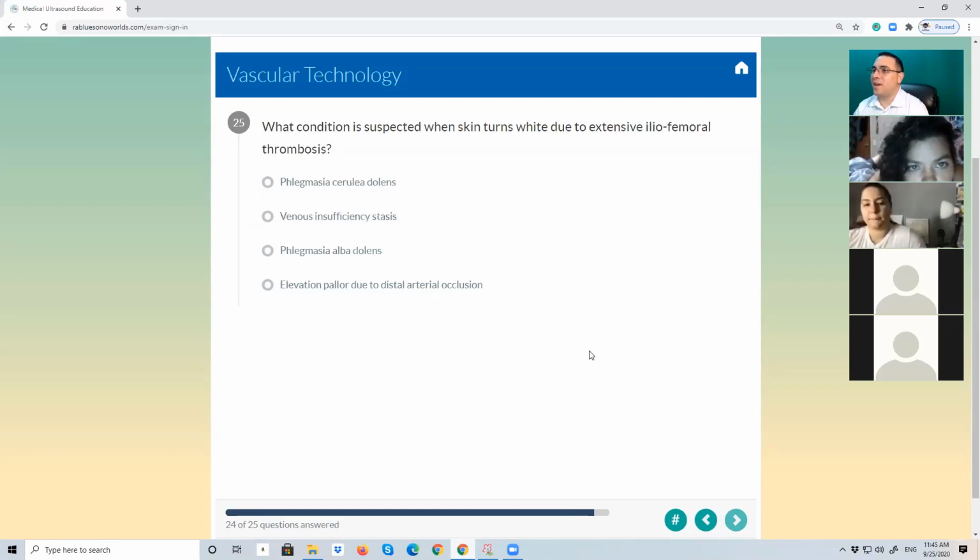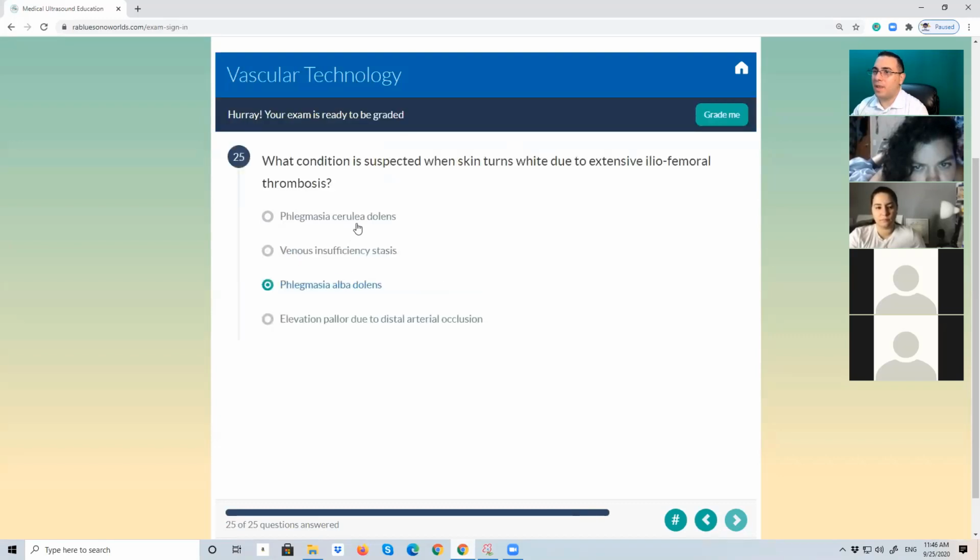What happens in here is that the leg is going to turn white because there is a secondary arterial vasospasm. That's why this is a medical emergency for the patient. And yes, that's the answer. And phlegmasia cerulea dolens, cerulea means blue. The difference between this one and this one is that this one develops arterial vasospasm and this one doesn't. All right, very good. Cool.